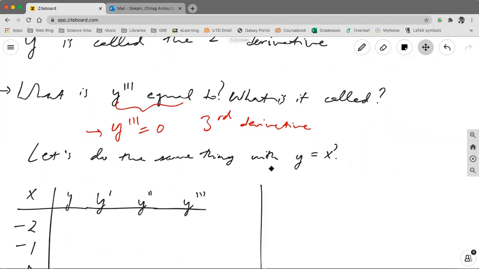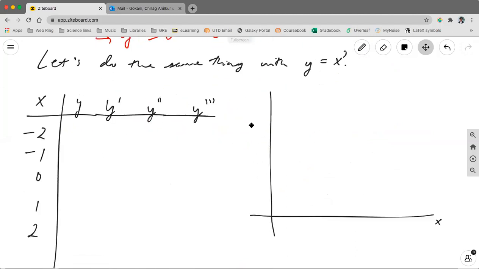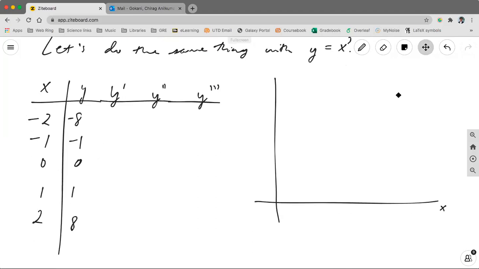Let's do the same thing with y is x cubed. I've given you some x values, and for the sake of time, because there is so much to cover, I'm going to go a little faster in this example. I'm assuming people will follow along as I fill in this table. For -2, I would have -8. I'm just plugging the x values into this equation. For -1, I'd have -1. For 0, I have 0, then 1, and 8. Okay, and I can plot these things.